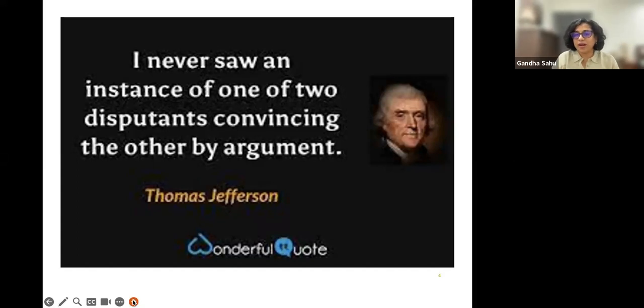And the mediator has to understand this and understand that parties will behave in this manner and still try and get them to negotiate with each other. Right? Anyone has a comment? Next slide.